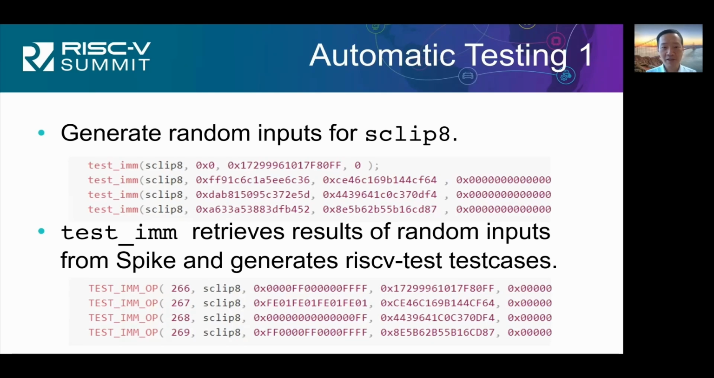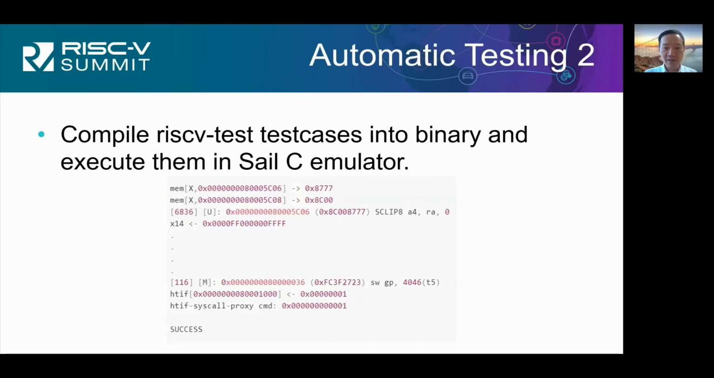So here's a running example. So first, we need to generate random tests. Here we can see the random inputs generated from a simple script for RISC-V 8. And then we have another piece of code which will extract Spike results from these random inputs, and then put that into RISC-V test format. And then we compile these RISC-V test cases into binary, and then execute this binary in the CL emulator. So this is an example run of the code.